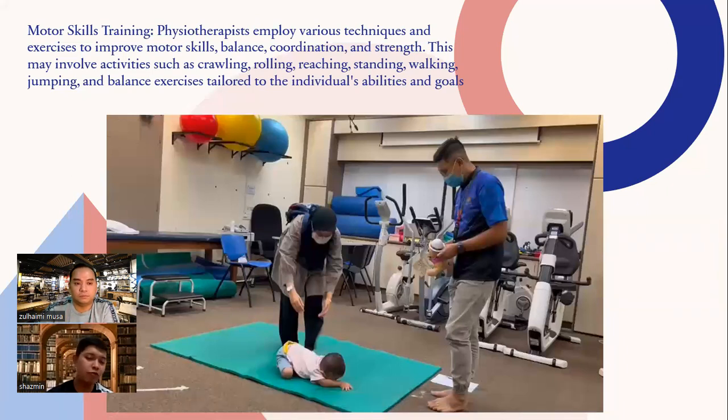Coming to the second one, motor skill training, where physiotherapy employs various techniques and exercises to improve motor skills, balance, coordination, and strength. Because motor skills, balance, coordination, and strength are very much affected in people with Down syndrome. This may involve activities such as crawling, rolling, reaching, standing, walking, jumping, and balance exercises tailored to the individual's ability and goal. It just depends on the patient itself.